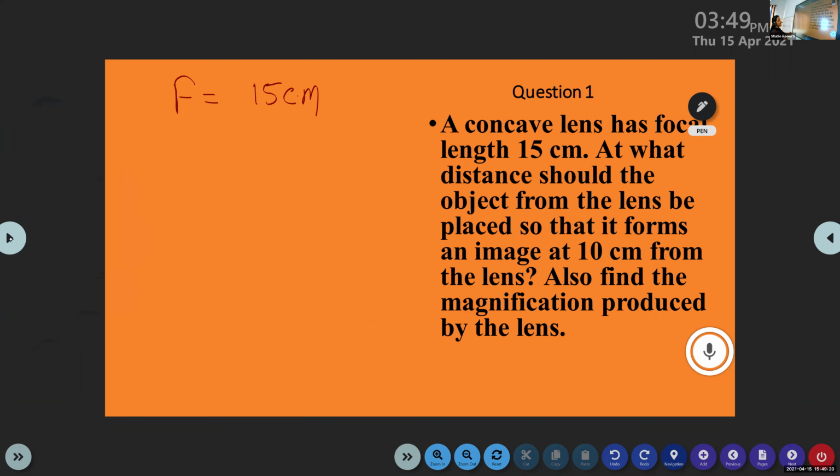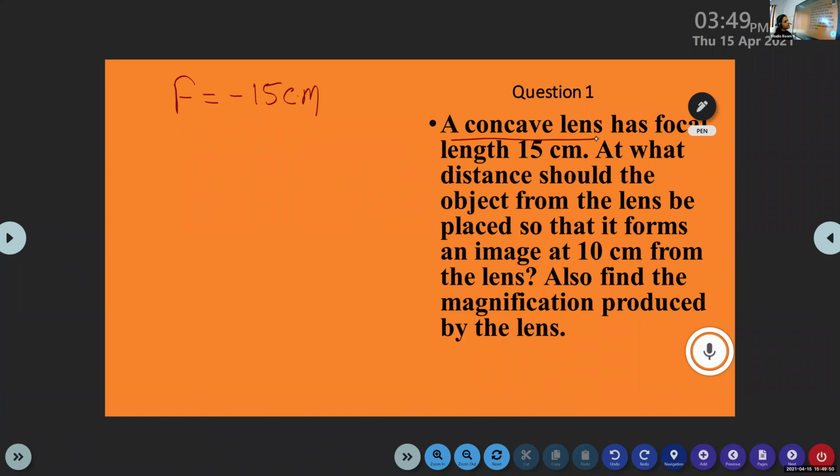What about the focal length of a concave lens? Negative. So you must put a negative sign here. In the question, it is given as positive 15 centimeter, but here we are considering a concave lens, and we already studied that for a concave lens, the focal length is always negative. So you must put a negative sign for the focal length. That is why F is equal to negative 15 centimeter.